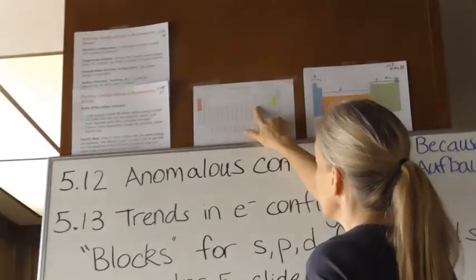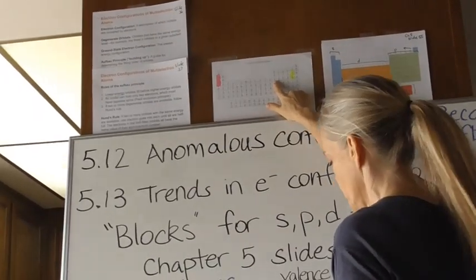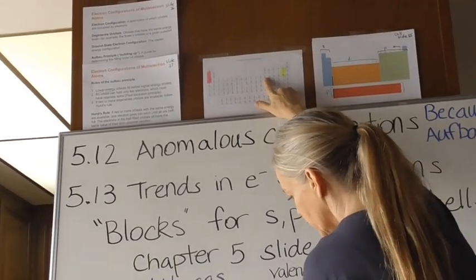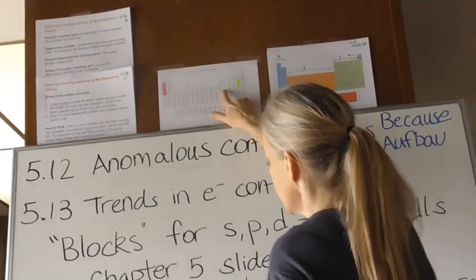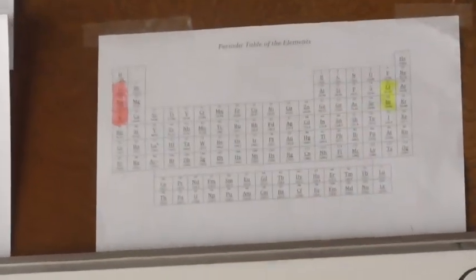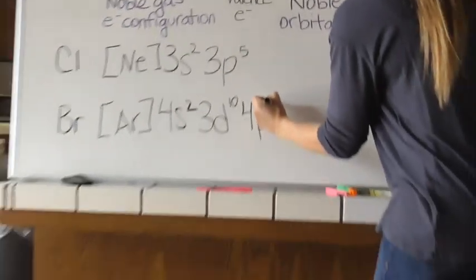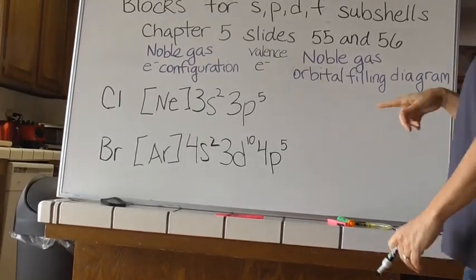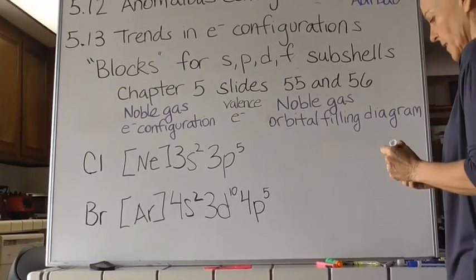Then we end up in the P block again. And the P block is still the 4th period down. So it's 4. And then we count across 1, 2, 3, 4, 5. So 4P5. This is going to be a little different in terms of valence electrons.